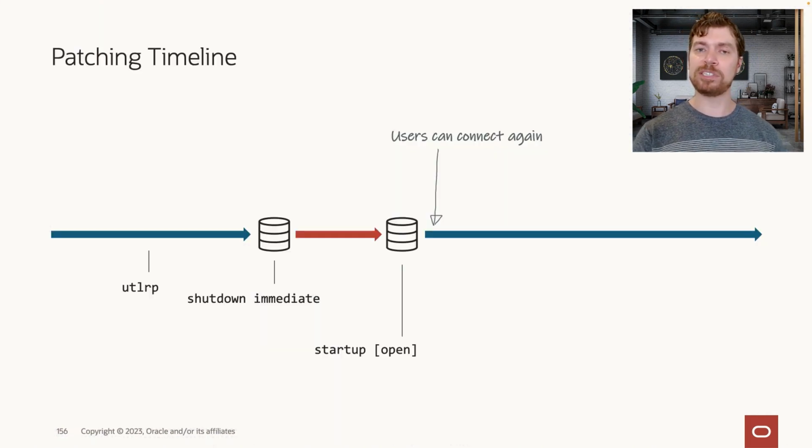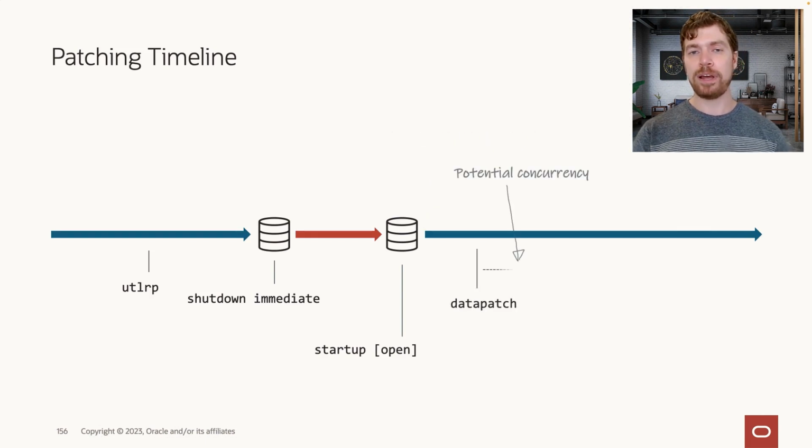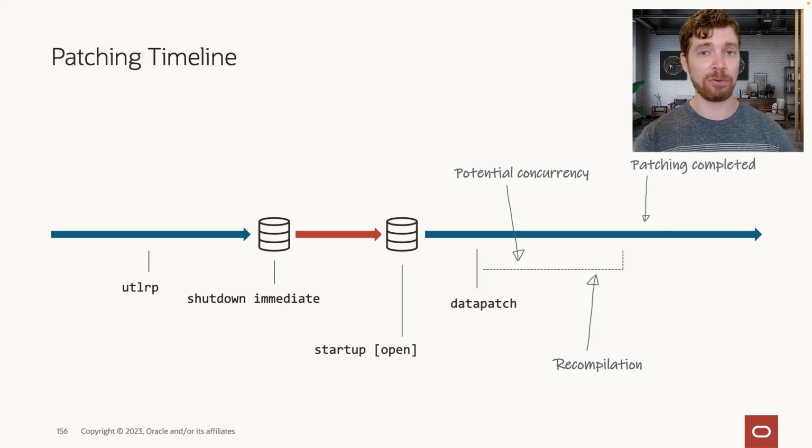So users start connecting to your database, and now you call Datapatch. And again, during the Datapatch execution, you can have potential concurrency. That's a side effect of having users connected while you're running the Datapatch operation. For example, let's say a user is using DBMS_STATS to gather statistics of a given table. And at the same time, Datapatch is trying to replace this package with the newer patched version of it.